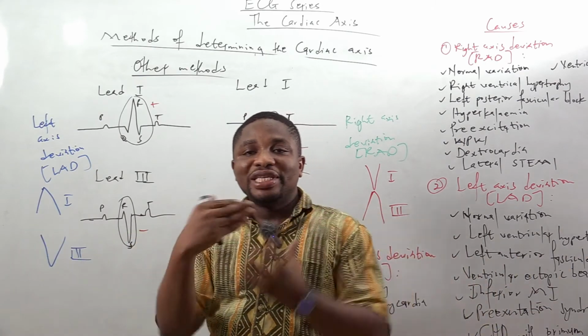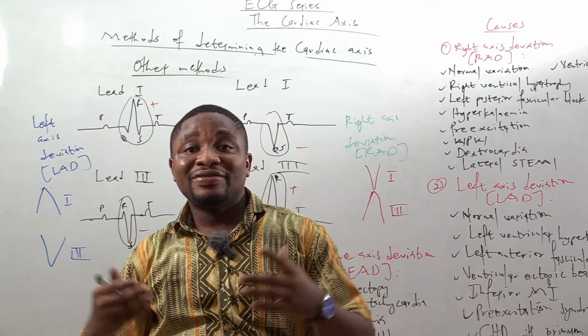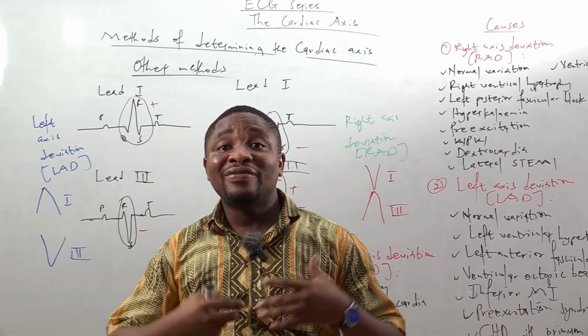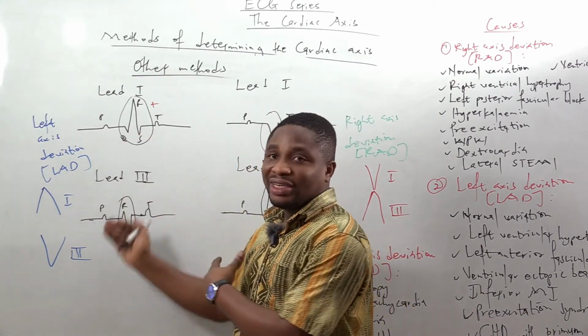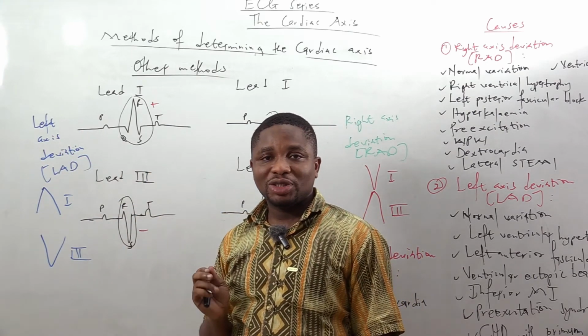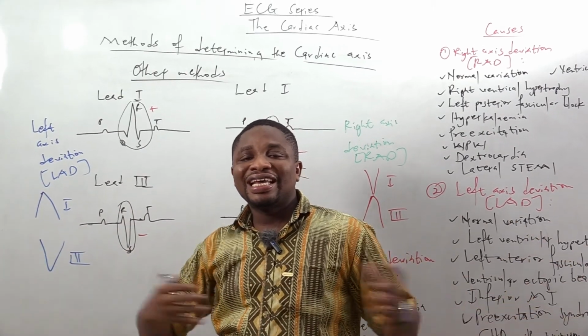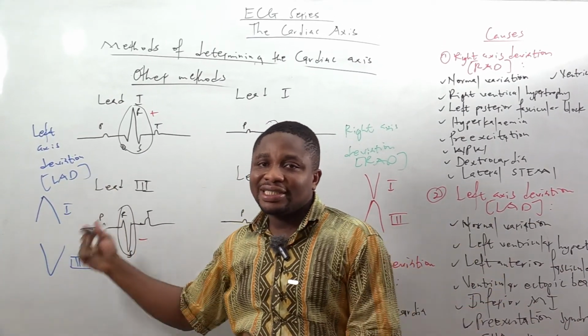And if you meet at a point and you are moving away from each other, we say you are leaving, you have left. So once they are leaving, they have left. So that becomes a left axis deviation. So I hope you noted that left axis deviation: they are moving away from each other. They are leaving. They have left axis deviation.